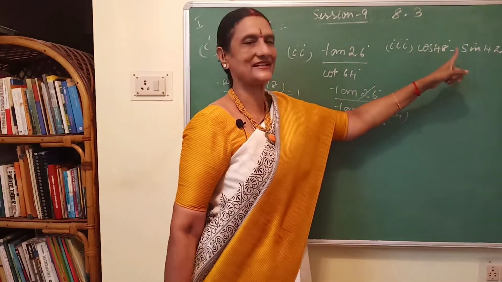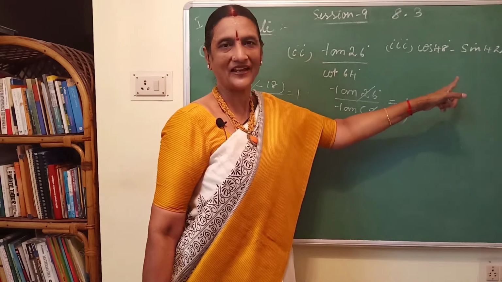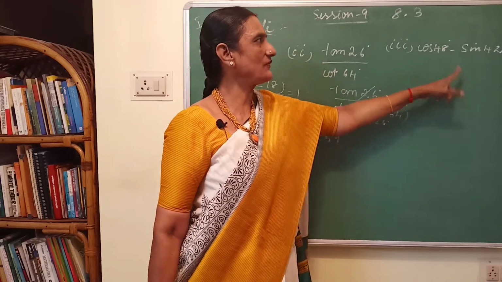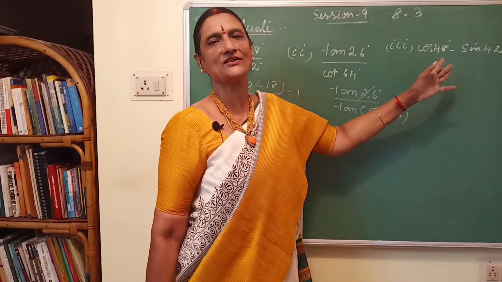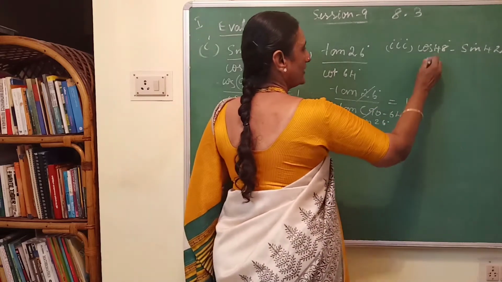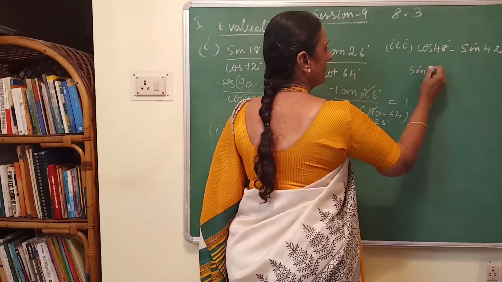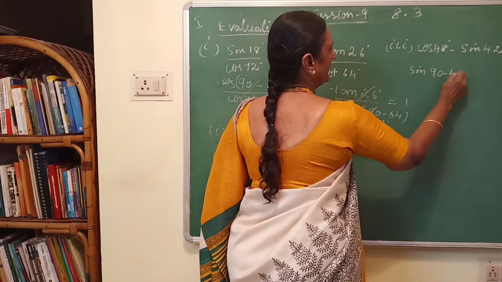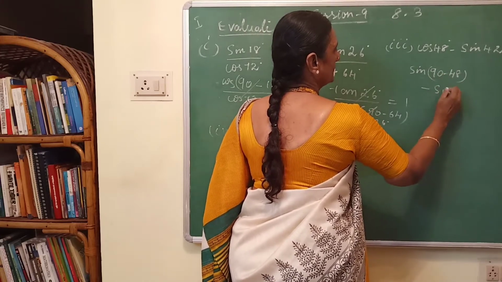Cos 48 and sin 42. 48 and 42 are complements. That is the clue. So sine of an angle is equal to cos of its complement, and cos of an angle is equal to sine of its complement. So we can write this as sine of 90 minus 48 minus sine 42.